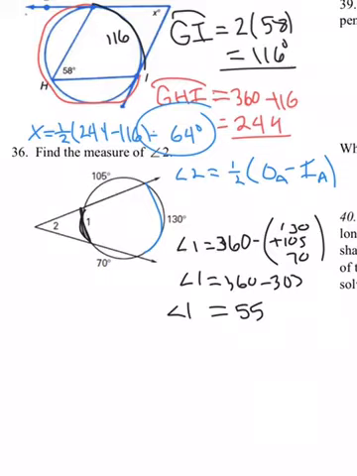And so angle 2 is 1/2 of 130 minus 55. And 1/2 of 130 minus 55 is 37.5.